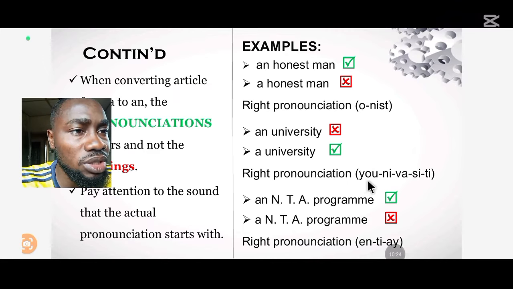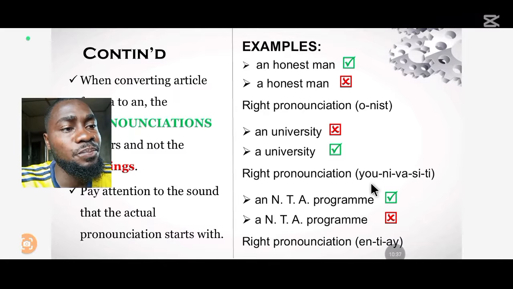Is this pronunciation, "U", a vowel or consonant sound? No, it is not a vowel. Y-O-U, it does not begin with a vowel sound. This is a consonant sound because it's "yu", university, a university. So "a university" is correct and "an university" is wrong.